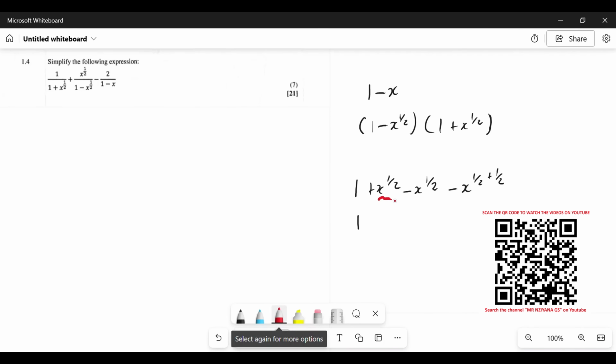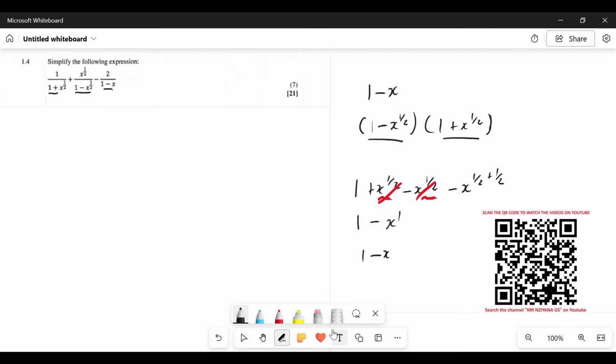This one is positive, this x to the power of half, and this one here is negative. So they're going to cancel each other. So you're going to be left with only this x here, which has the power of half plus half. Half plus half is going to be 1. So this is the same as 1 minus x to the power of 1. So it's the same as this one here. As you can see, these two are there.